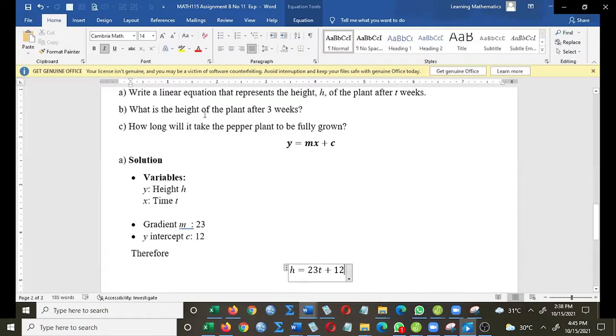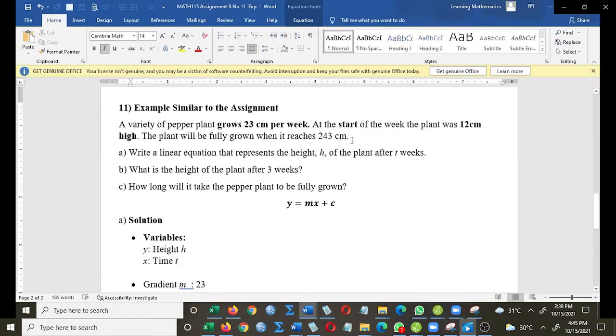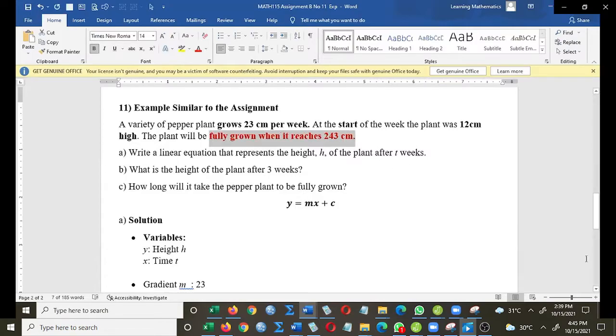What is the height of the plant after 3 weeks? So by the way, is there another number in the information? Yes, there's an info number there. We have to take a look at it. Let's highlight everything there, and I will color code it. We have to come back to it, it looks like.